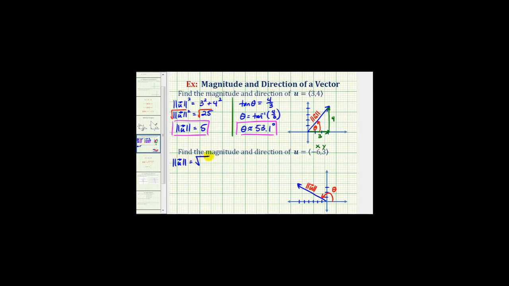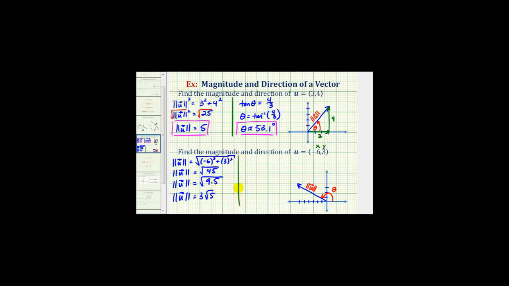equals the square root of x squared plus y squared, or -6 squared plus 3 squared. -6 squared is 36, plus 3 squared is 9. 36 plus 9 is equal to 45. So we have the square root of 45. But this does simplify. It has a perfect square factor of 9. And since the square root of 9 is equal to 3, we have the magnitude of u is equal to 3 square root of 5.